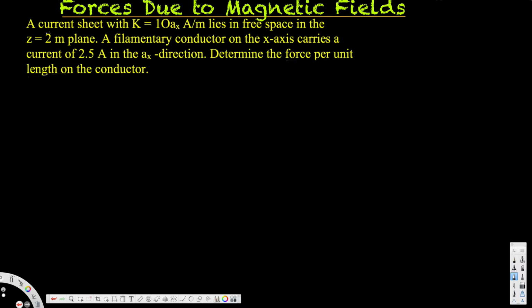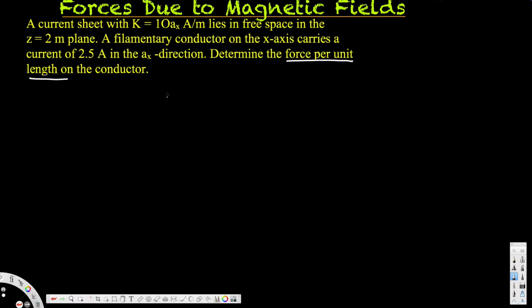Here this question is asking: a current sheet with K equal to 10 a_x amperes per meter lies in free space in the z equals 2 meter plane. A filamentary conductor on the x-axis carries a current of 2.5 amperes in the a_x direction. Determine the force per unit length on the conductor. So here the question is asking us to find out the force per unit length.